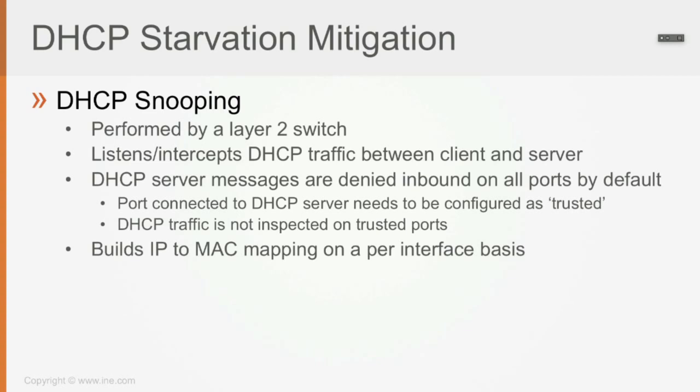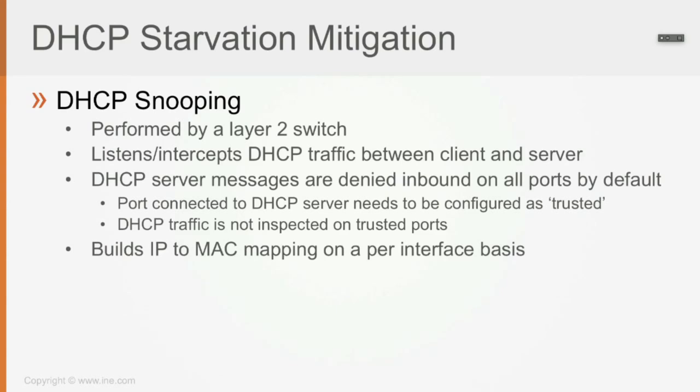Because on the DHCP snooping trusted ports, the switch no longer inspects DHCP traffic and allows unconditionally inbound DHCP traffic, both DHCP server traffic and DHCP client traffic. And as the switch is going to intercept the DHCP messages back and forth between the client and the server, it is going to build an IP to MAC mapping on a per interface basis in something which is called the DHCP snooping table. And now this is going to defend against a rogue DHCP server.